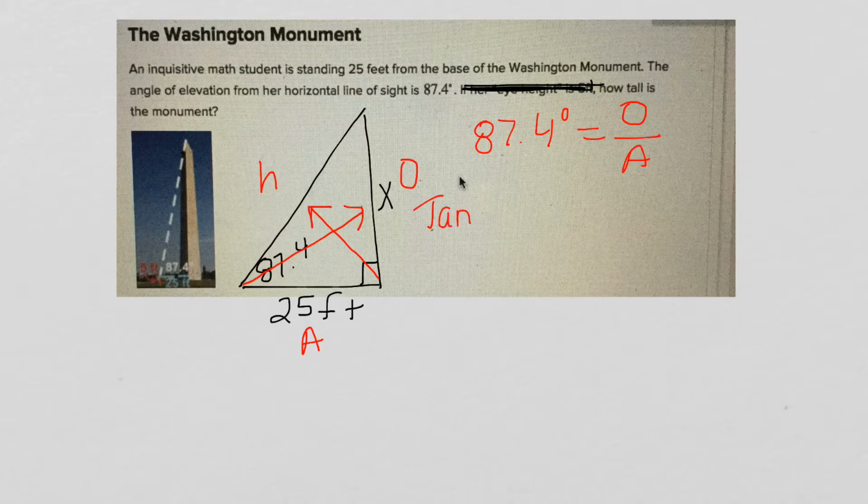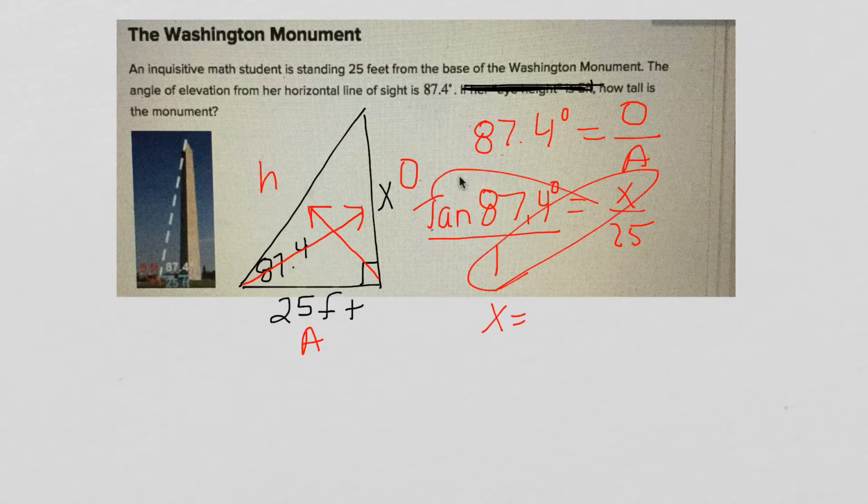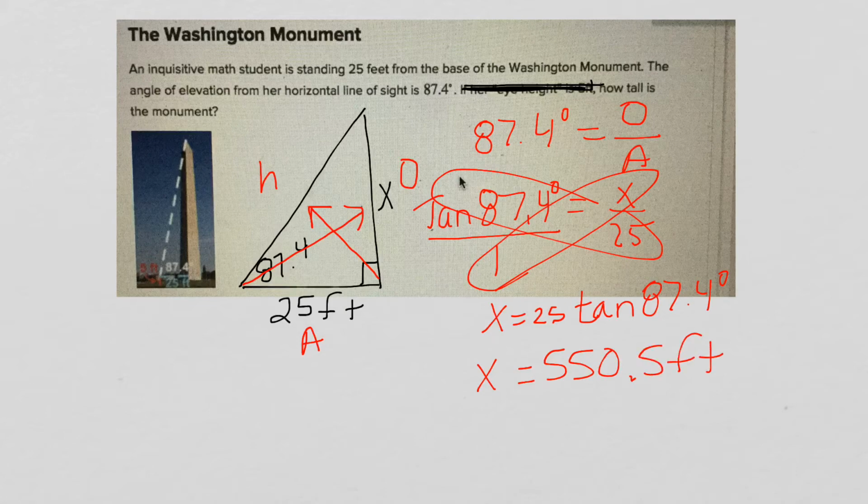So we're going to do the tangent of 87.4 degrees is equal to, the O side has an X, and the A side has the 25. Now we're going to go ahead and set this up to butterfly. So we're going to put that over 1, and we're going to butterfly the X. So X is equal to, and we're going to butterfly the other side, so it's going to be 25 times the tangent of 87.4 degrees. Put that into your calculator, and you're going to find out that X is equal to 550.5 feet. That's how tall the monument would be.